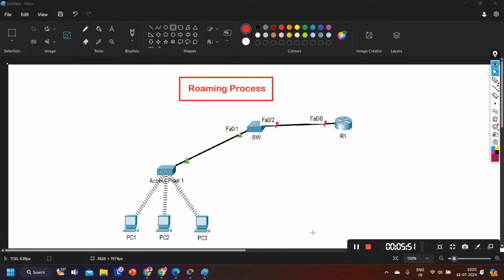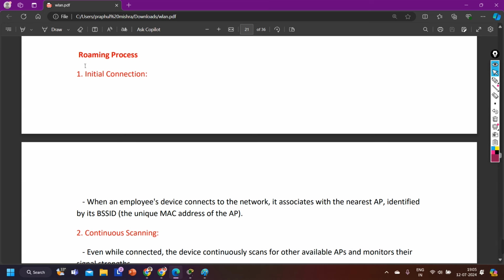We'll also see some basic configuration of access point today in this video. Okay, so let's see the roaming process.